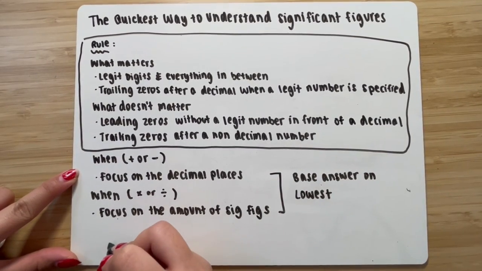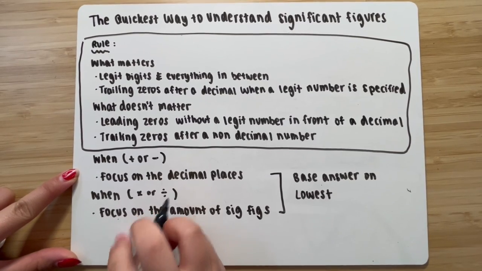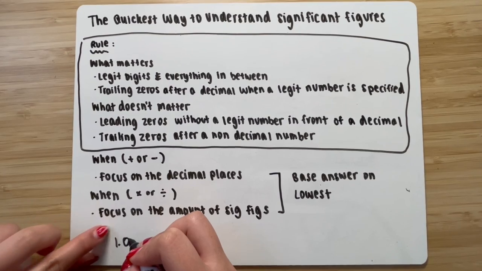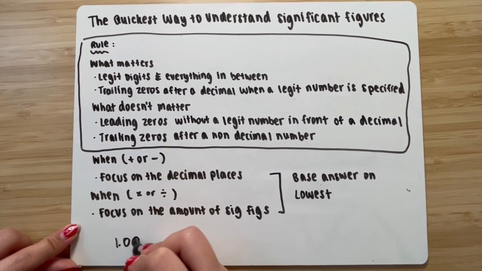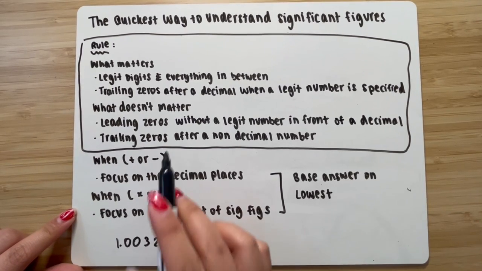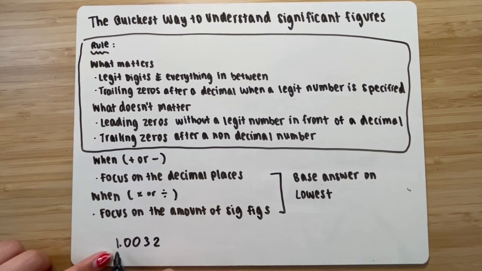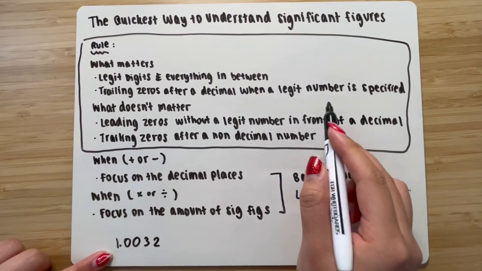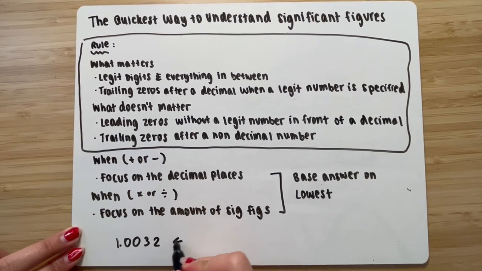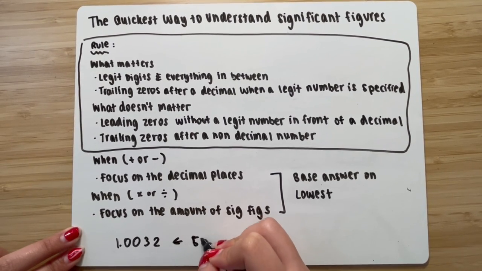So for example, you have 1.00, what is this? Okay, 1.0032. Trailing zeros after a decimal. The decimal is specified and there's a legit number over here. Therefore, 1, 2, 3, 4, 5, this answer has 5 sig figs.